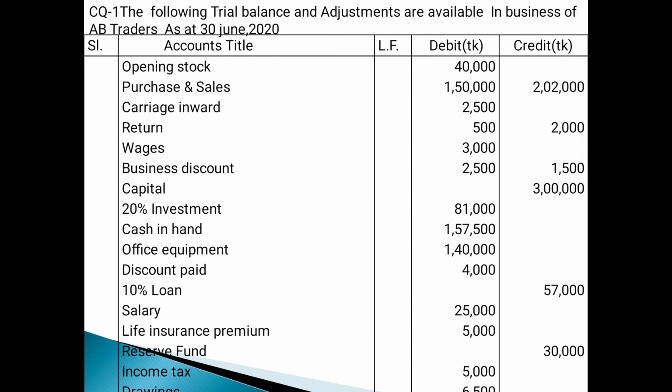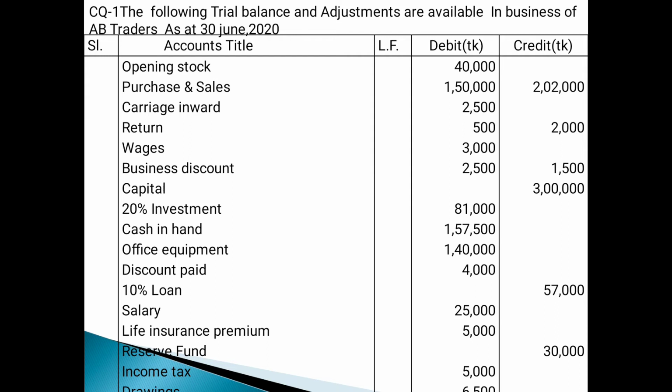Return, debit and credit. Return when debited is indicated as sales return, that is contra income. It is to be deducted from the total sales amount. Return when credited is purchase return or return outward. It is contra expense. So purchase return is to be deducted from the purchase amount. Wages is one kind of expense, that is direct expenses. It is written in cost of goods sold.